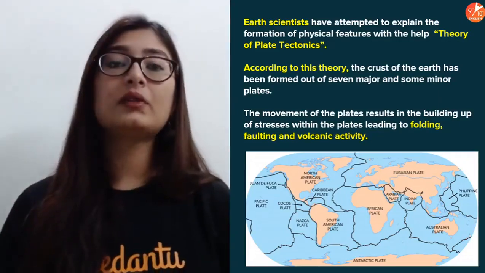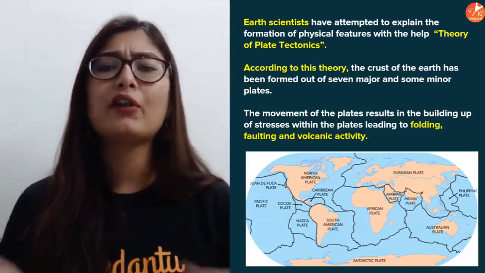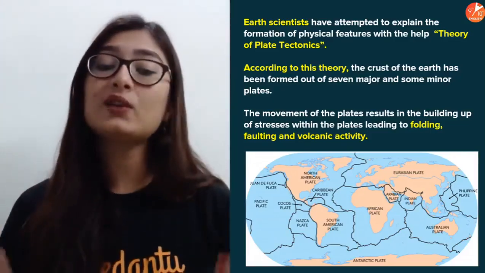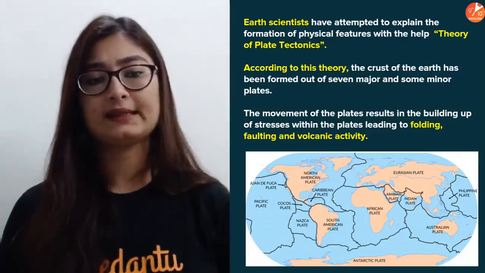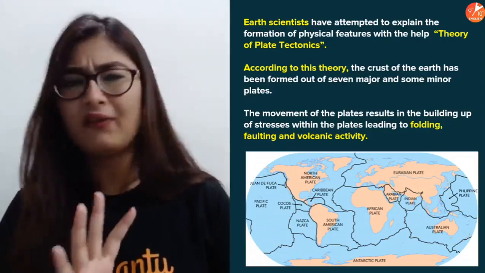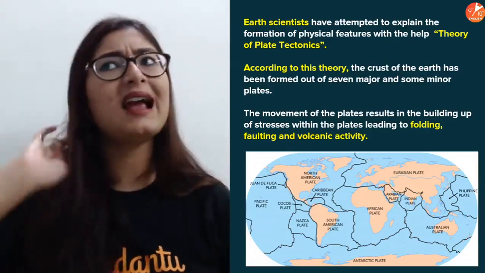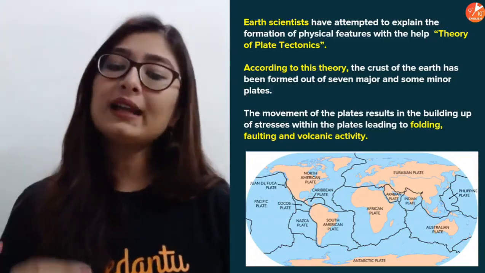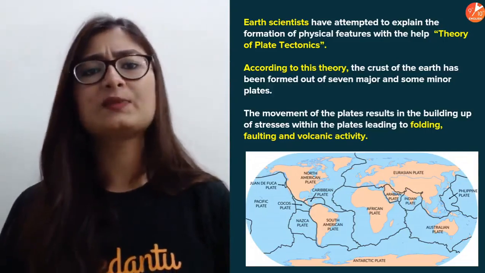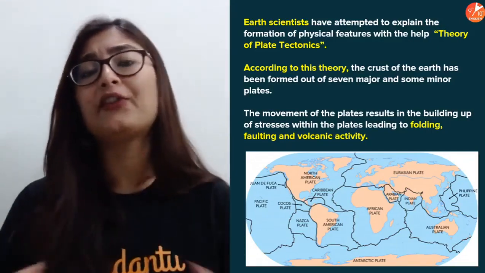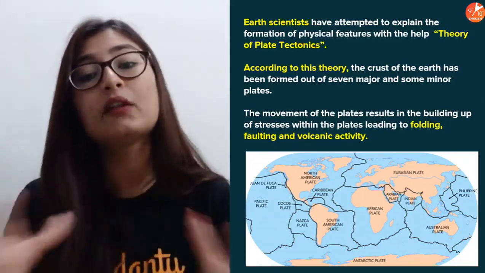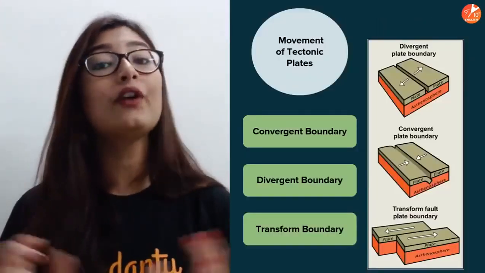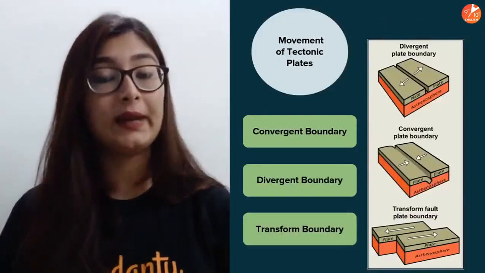The movement of the plates results in the faulting of the Earth's surface and also leads to volcanic eruptions. Now see, we are aware of volcanic activities. We also understand what is meant by folding. But what is meant by faulting? Faulting, in simple words, is basically the cracks, or you can say the fractures, on the crust, on the surface of the earth. This is what they described as the theory of tectonic plates.